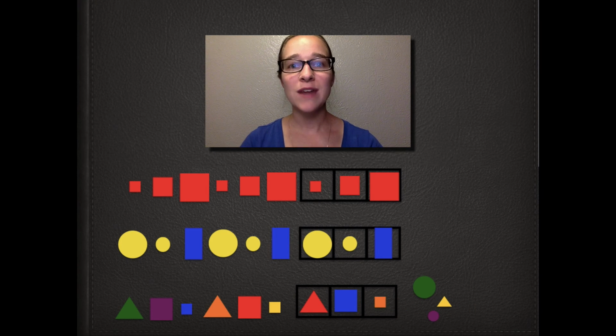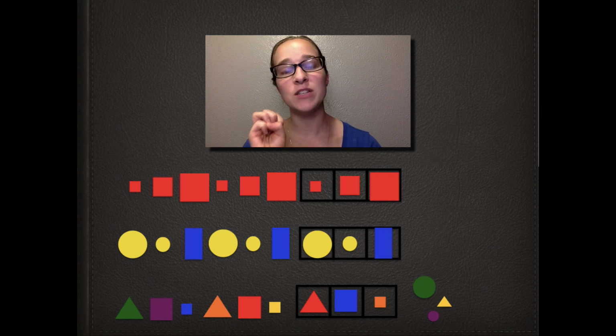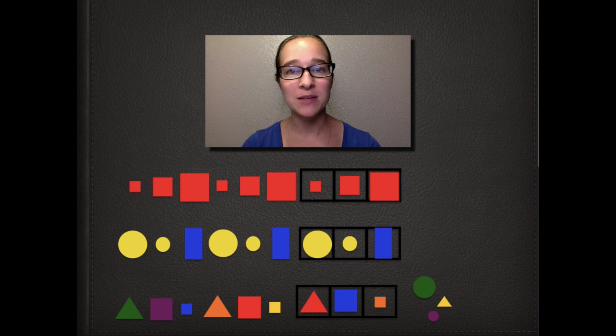Very good. So now you know what an ABC pattern is. That means there are three things, three colors, or three objects, or three shapes that repeat to make our pattern.